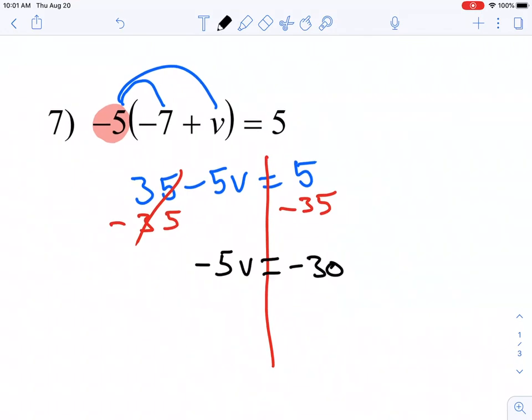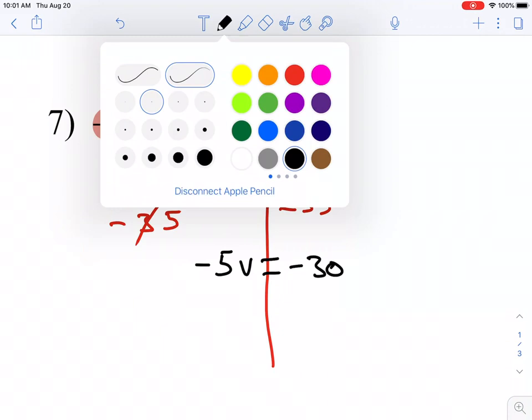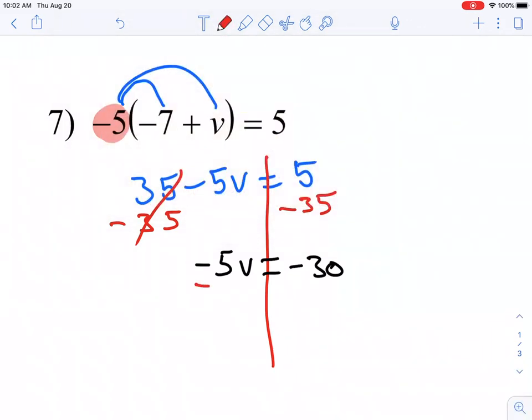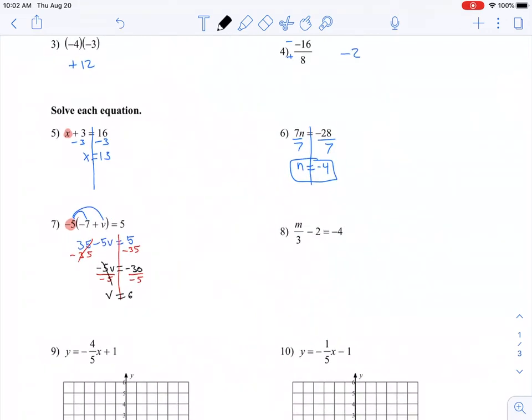Now I have -5 times v. I get rid of -5. That is multiplying to v by dividing it. So that those cancel out, and v is equal to +6. Same signs give us a positive. 30 divided by 5 is 6.